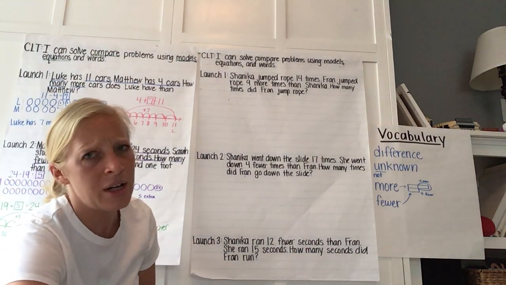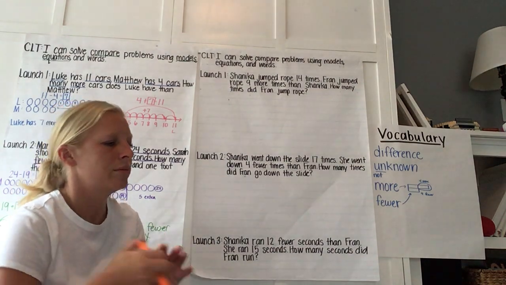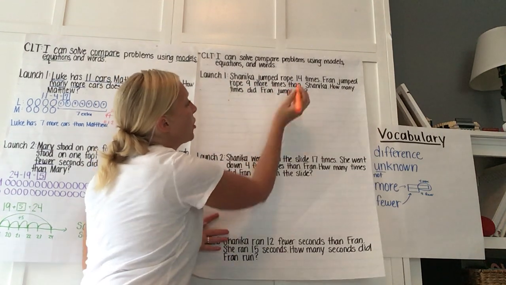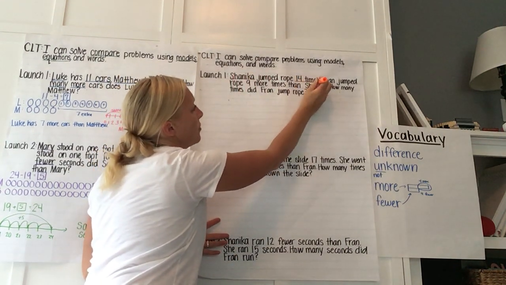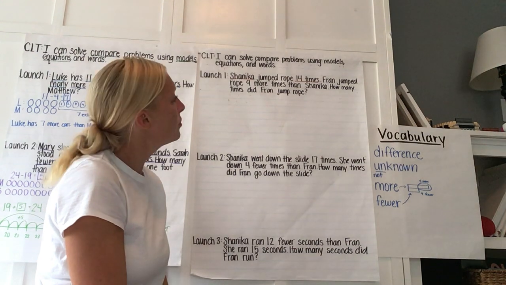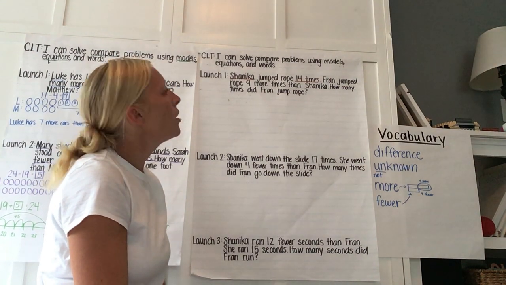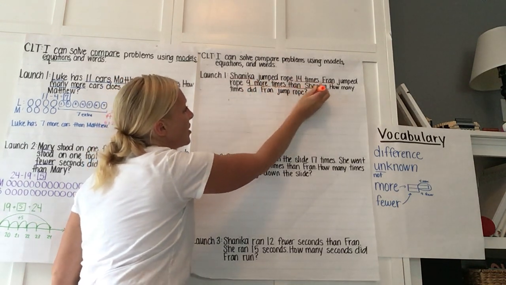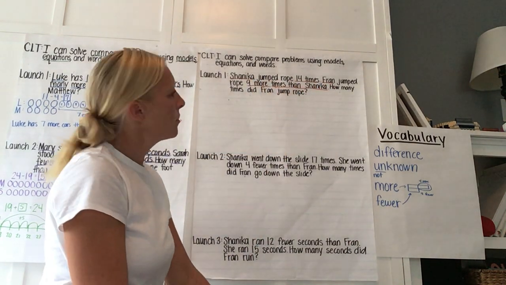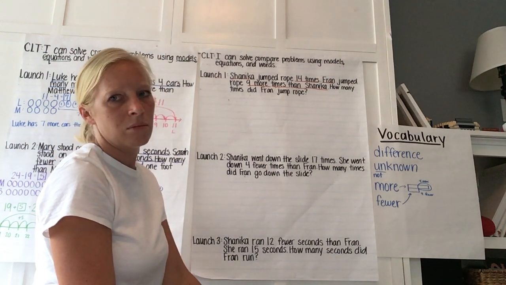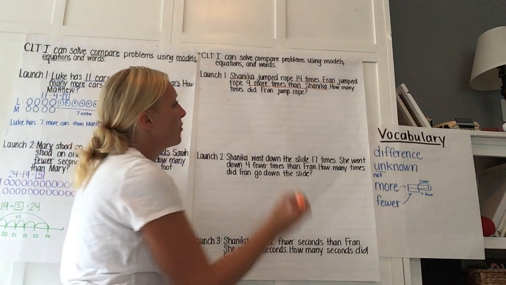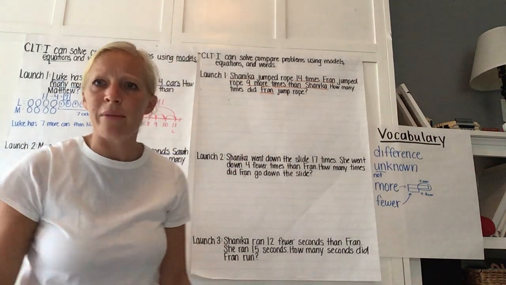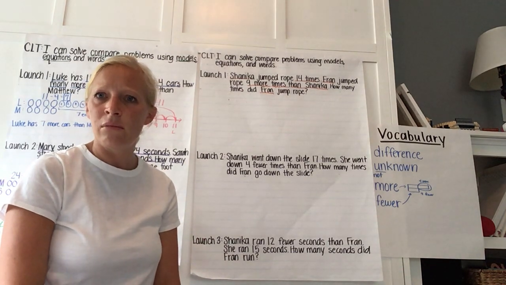What do we already know? That part's easy, isn't it? Okay. Shanika jumped rope 14 times. What else do we know? Fran jumped 9 more times than Shanika. What are we trying to find out? How many times did Fran jump rope? Wait a second. It said she jumped rope 9 more times. Didn't she just jump 9? No.